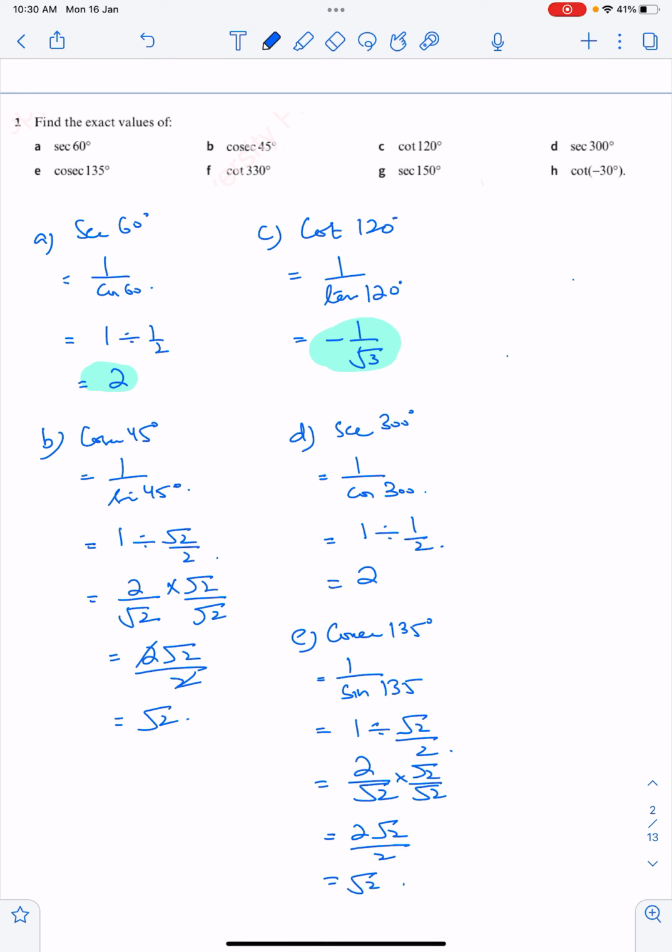Okay. The fifth one is cot of 330 degrees. In this case, we know it is going to be equal to 1 upon tan of 330 degrees. So, the basic angle is 30 degrees, tan of 30 is 1 upon root 3. But since it lies in the fourth quadrant, and in the fourth quadrant tan is negative, it is going to be 1 divided by negative 1 upon root 3. So, 1 multiplied by root 3 upon 1 and a negative sign. So, negative root 3 is the answer.